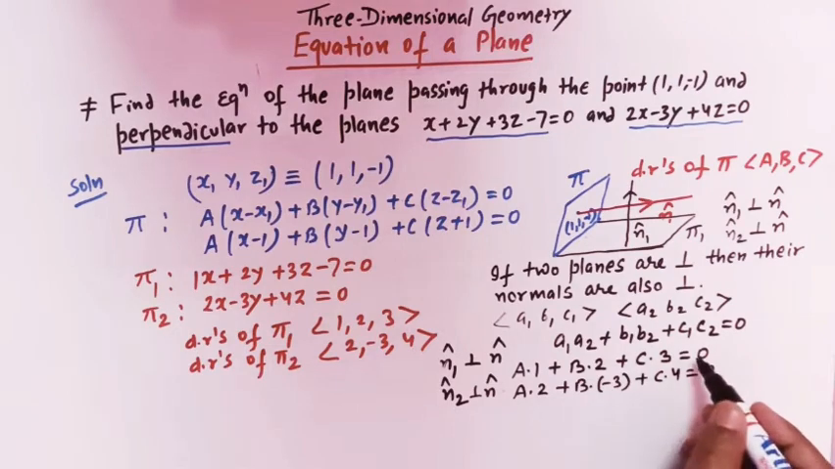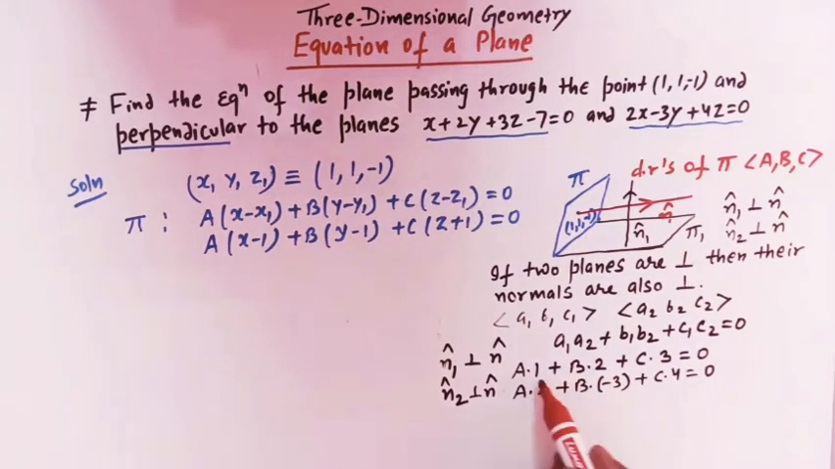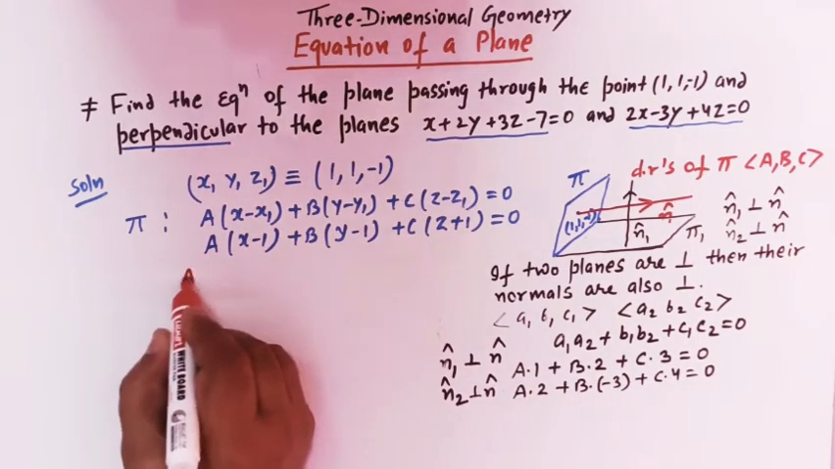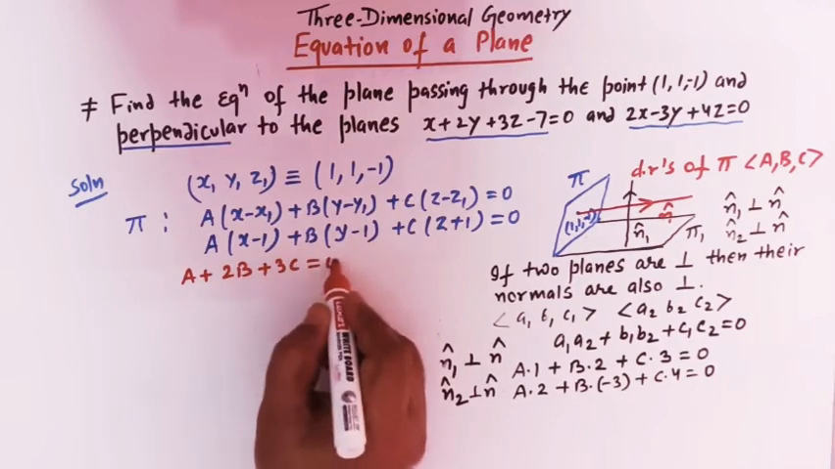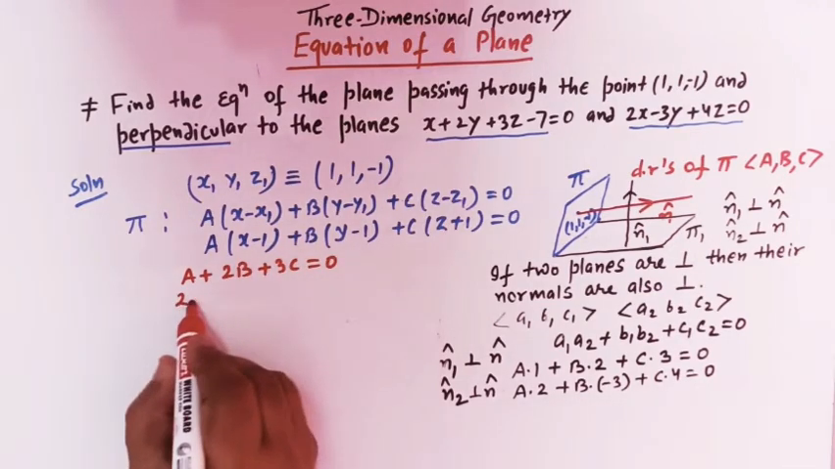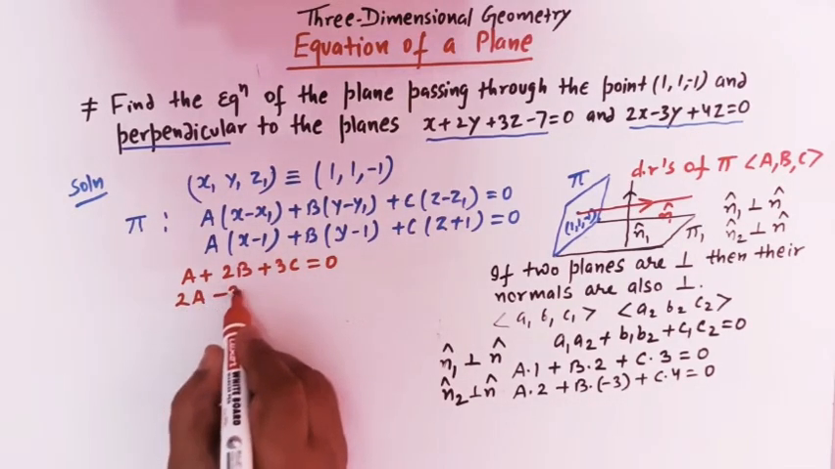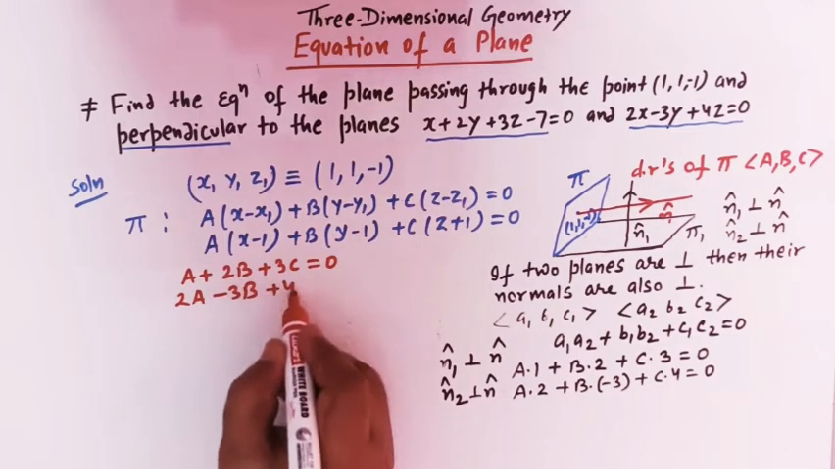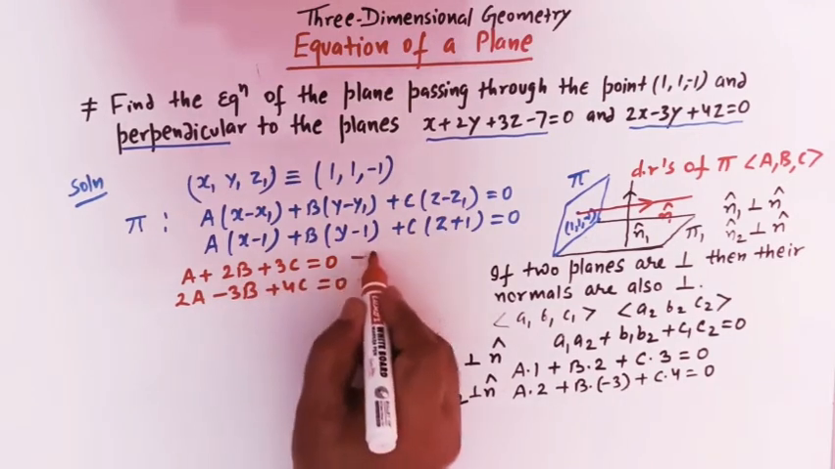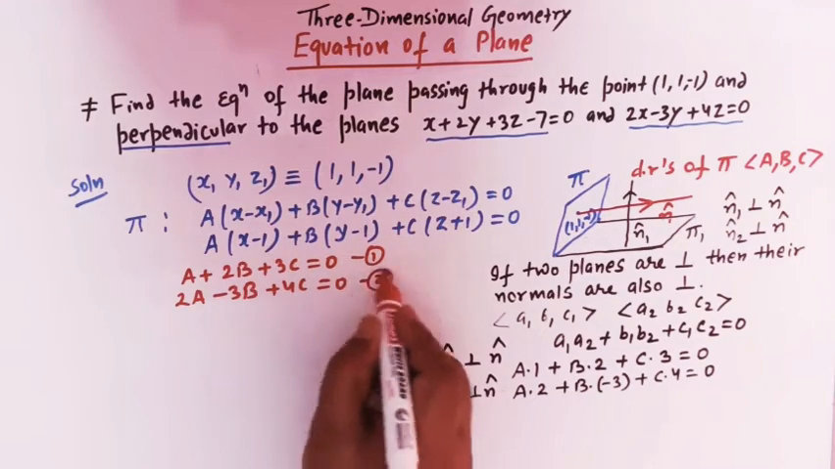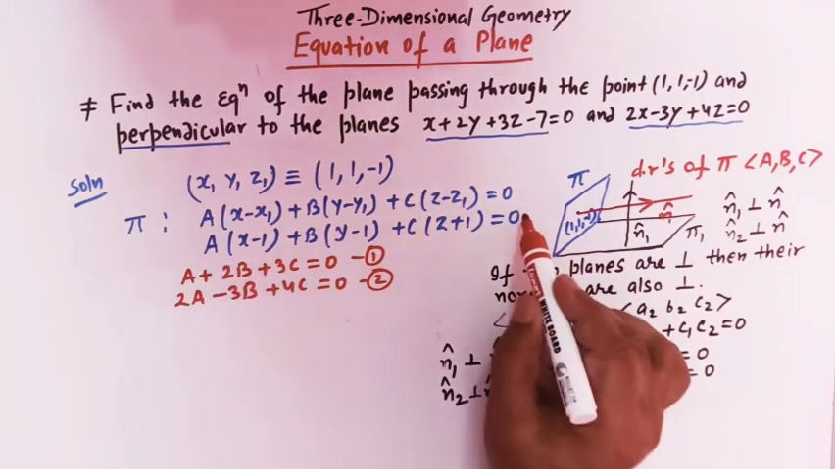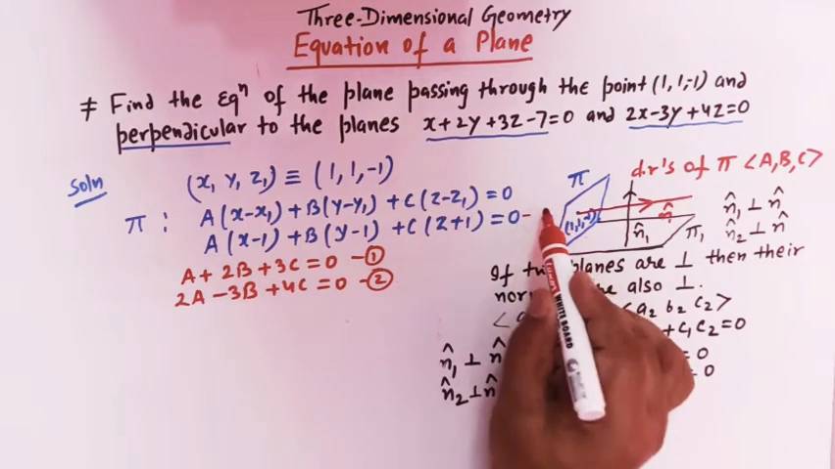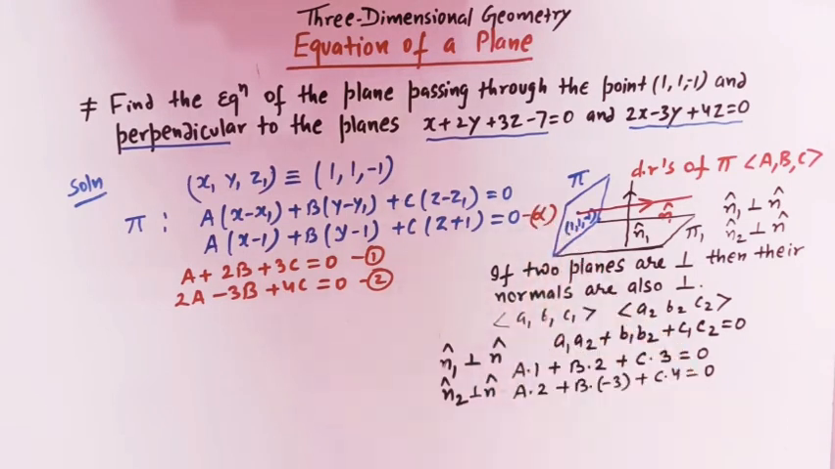So we can write these two equations as a plus 2b plus 3c is equal to 0, and here we have 2a minus 3b plus 4c is equal to 0, right? So here we have these two equations. Now let us call this equation as equation alpha, right?